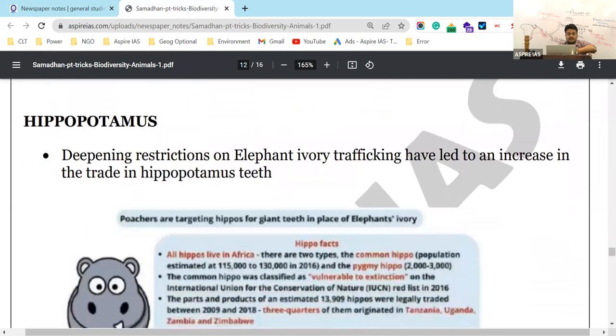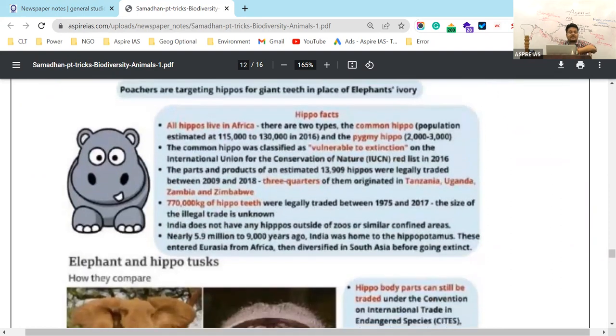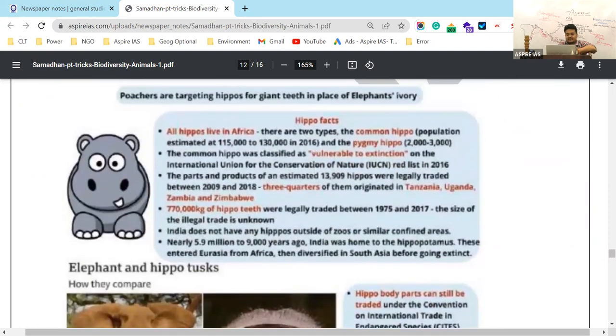Then hippopotamus, we all know it as dariyai ghoda. So hippopotamus: deepening restrictions on elephant ivory trade have led to an increased trade of hippopotamus teeth, kyunki uske daant bhi bahut bade bade hote hain. So hippos are mainly in Africa in the Nile River Valley, but they are also available in India. There are 2 types of hippos, common hippo and pygmy hippo, chota aur bahut bada.